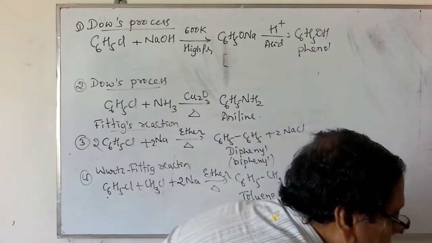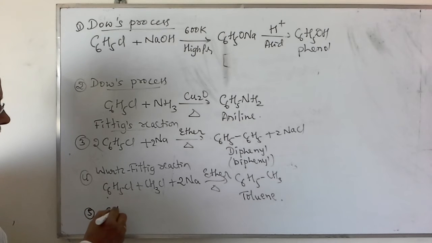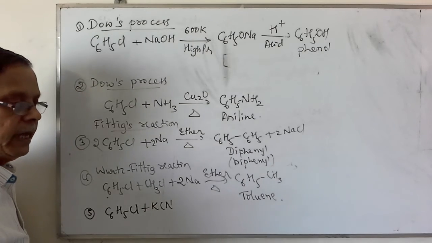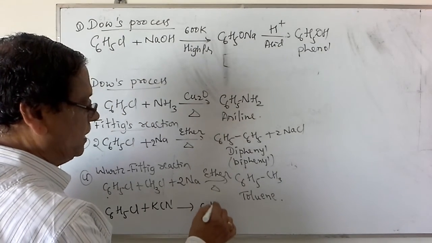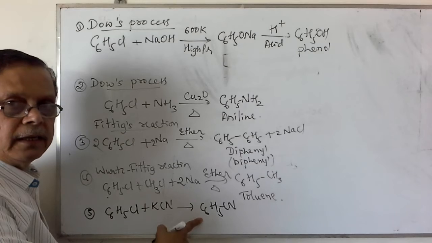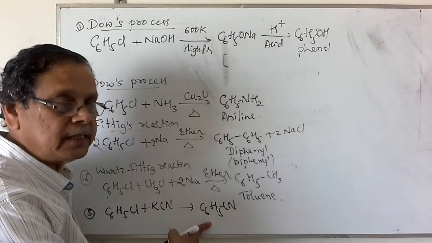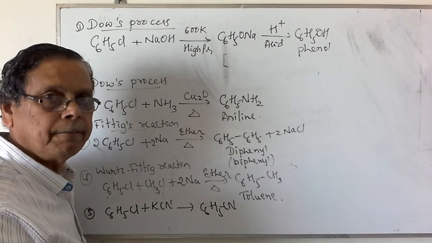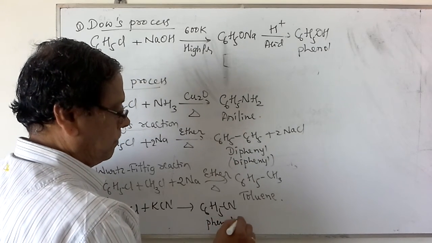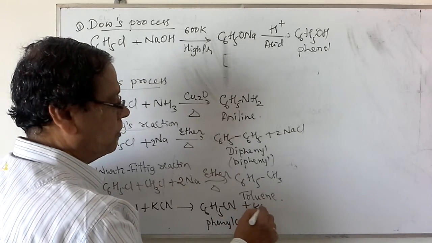Now let us consider one more reaction. If you take this C6H5Cl and treat with potassium cyanide, then it will give rise to C6H5CN. The C6H5CN is called as the cyanobenzene or phenyl cyanide. The importance of this phenyl cyanide is that it can be converted into various other products. Actually, the other product is potassium chloride.